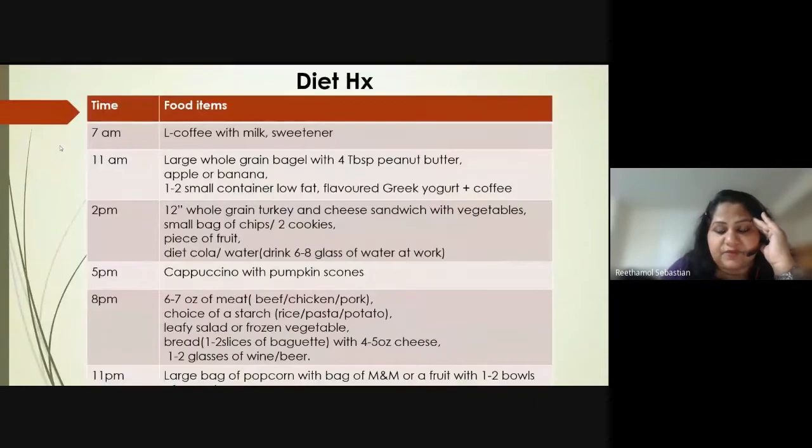Okay. Based on the previous information, now we're going to implement the NCP.